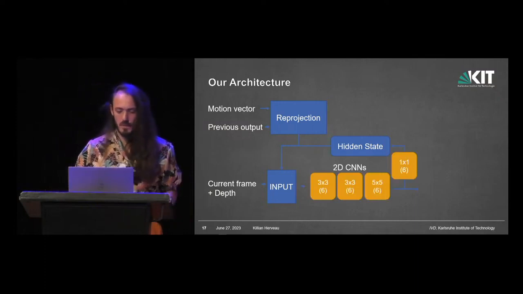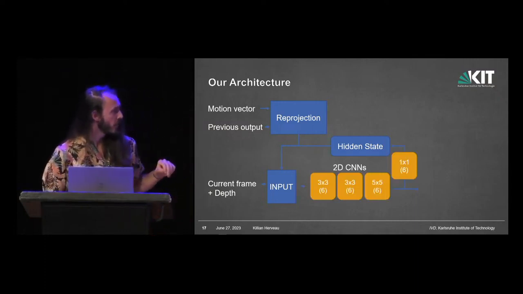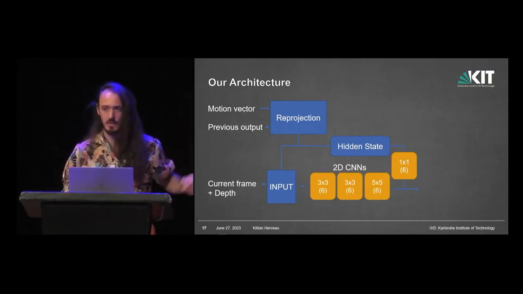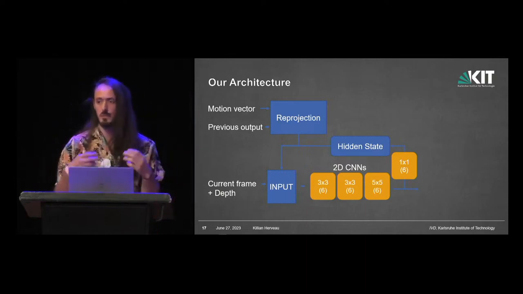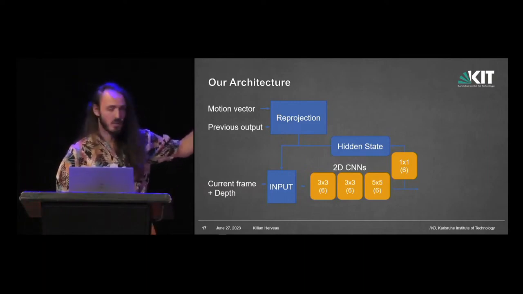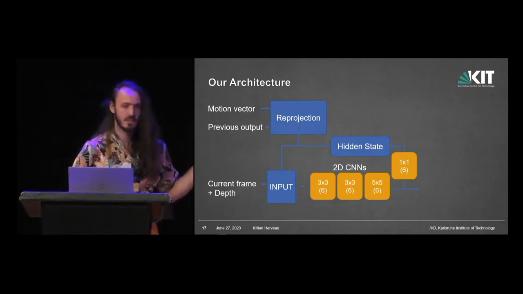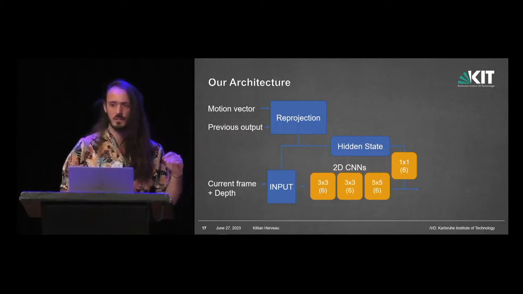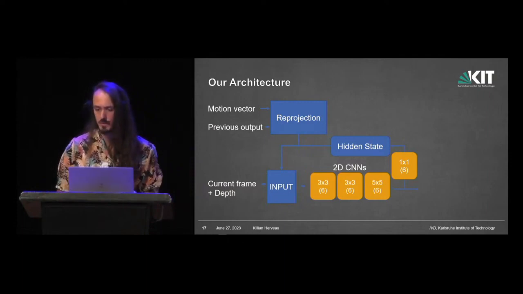So the hidden state is produced by our network in this way. You have here the convolutional neural networks. 3 by 3 is the size of the kernel, and 6 here is the size of the output of the kernel, so the number of channels. This number also, we tried a bunch of different numbers, and 6 is on the lower end, and above 12 we didn't see any more improvement in quality.